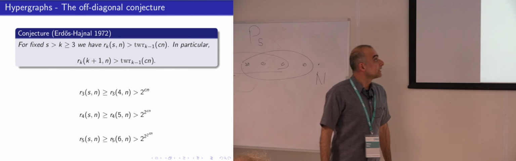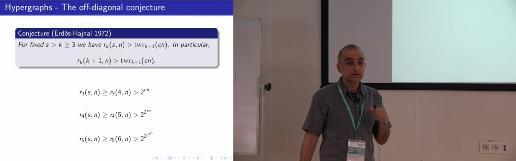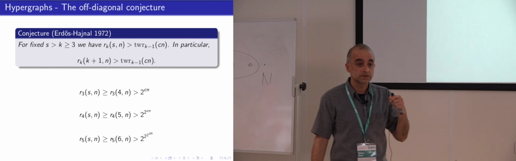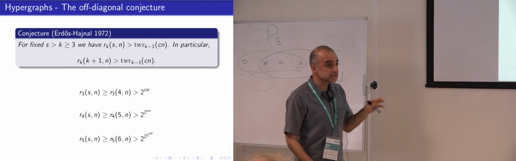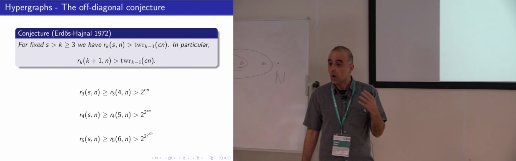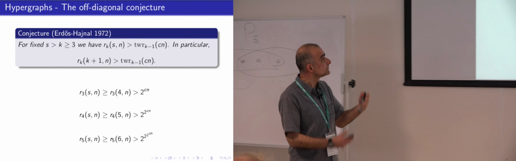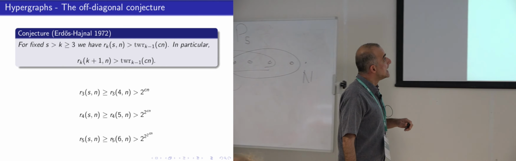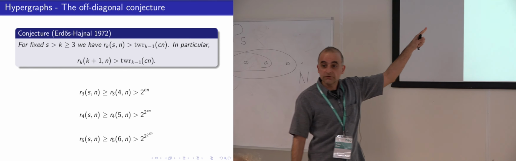What about the off-diagonal Ramsey numbers? Well, there's a conjecture due to Erdős and Hajnal from the 70s, which posits the lower bound on the tower height of these off-diagonal Ramsey numbers. So if you fix k is at least 3, and you fix s is at least k plus 1, because that's the first non-trivial case of a red clique. If s is equal to k, you just want one edge, so that's not interesting. And the conjecture is that these off-diagonal Ramsey numbers grow as a tower of height k minus 1.